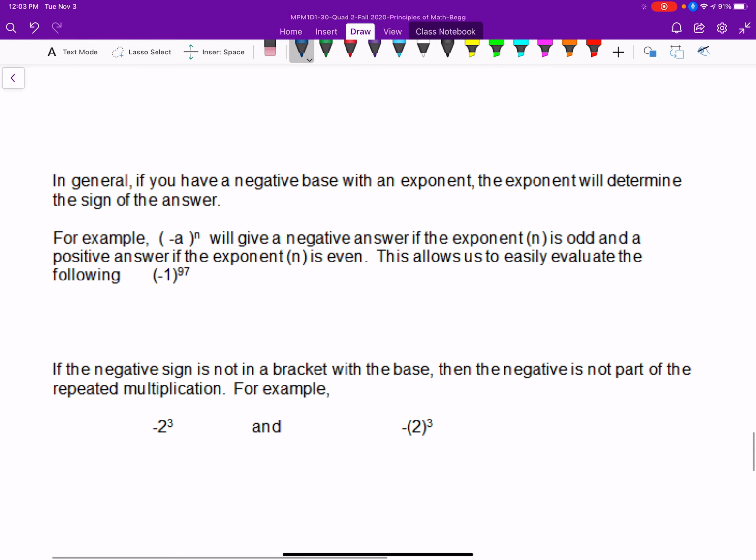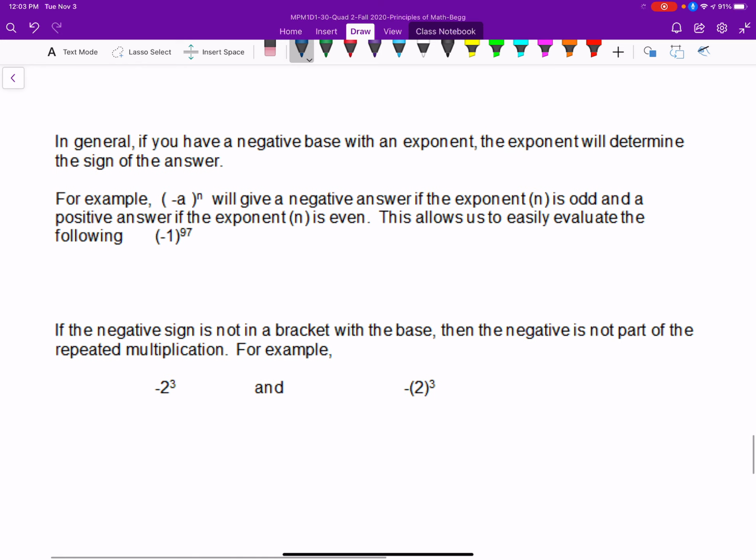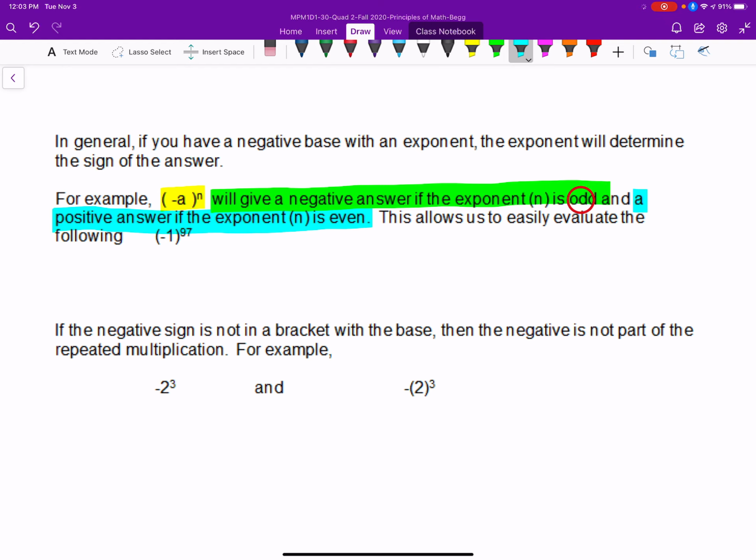In general, if you have a negative base with an exponent on it, the exponent will determine the sign of the answer. So, for example, negative a to the n will give a negative answer if the exponent is odd. And it'll give a positive answer if the exponent is even.